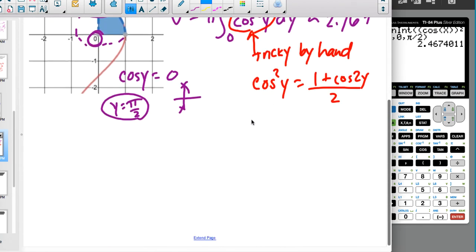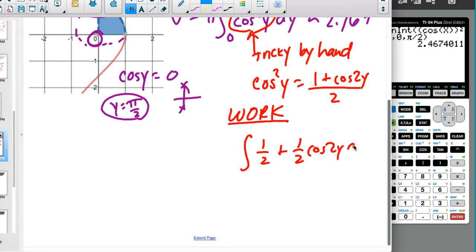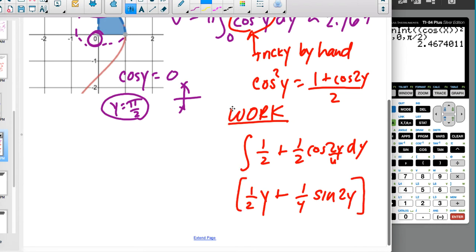If you were going to do this by hand, I'm just going to do the work for a sec. You would have to rewrite this as a 1/2 plus 1/2 cosine 2y. You'd integrate and get that this is a 1/2 y, right? Plus, this is actually u sub because the u would be the 2y. So each time you differentiate, you multiply by 2. So when you integrate, you would divide by 2. So you're going to get that this is a 1/4 the sine of 2y, right? That's what this thing would integrate to. So that's my work for what that would look like by hand.